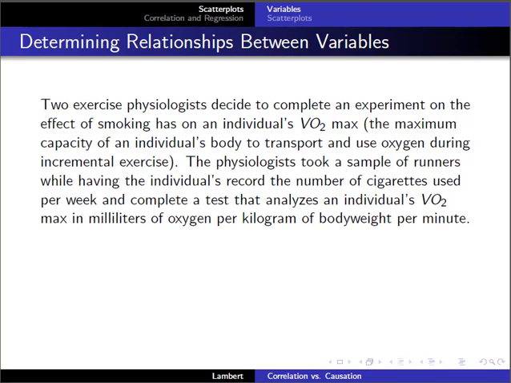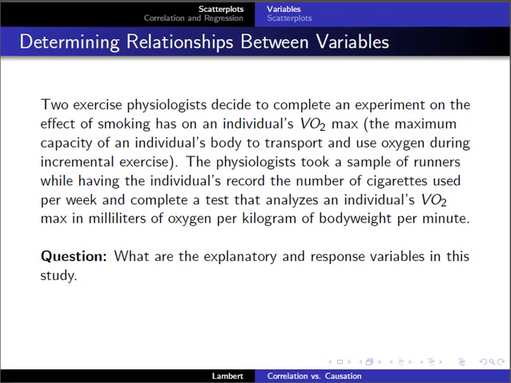Let's say we have two exercise physiologists completing an experiment on the effect of smoking on an individual's VO2 max. That's basically our body's capacity for transporting oxygen. So if the physiologist took a sample of runners while recording their number of cigarettes used per week and their VO2 max, what would be our explanatory and response variables?